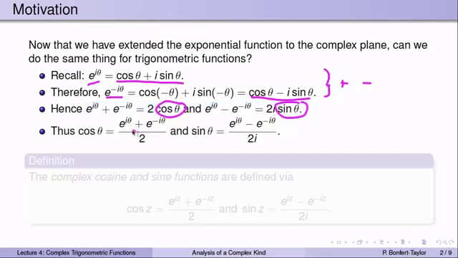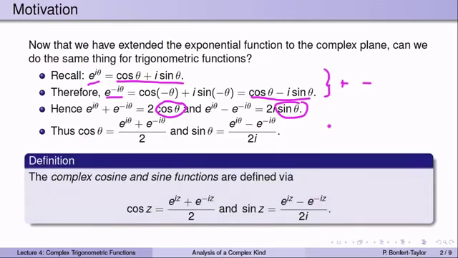And what I get is that cosine theta is e to the i theta plus e to the minus i theta over 2, and sine theta is e to the i theta minus e to the minus i theta over 2i. And this is for the real valued cosine and sine. The idea is now, well, now that I can talk about e to the i anything, it doesn't have to be just a theta, I could put a z there. Maybe I could just extend this definition to the entire complex plane, and that's exactly what we're going to do.